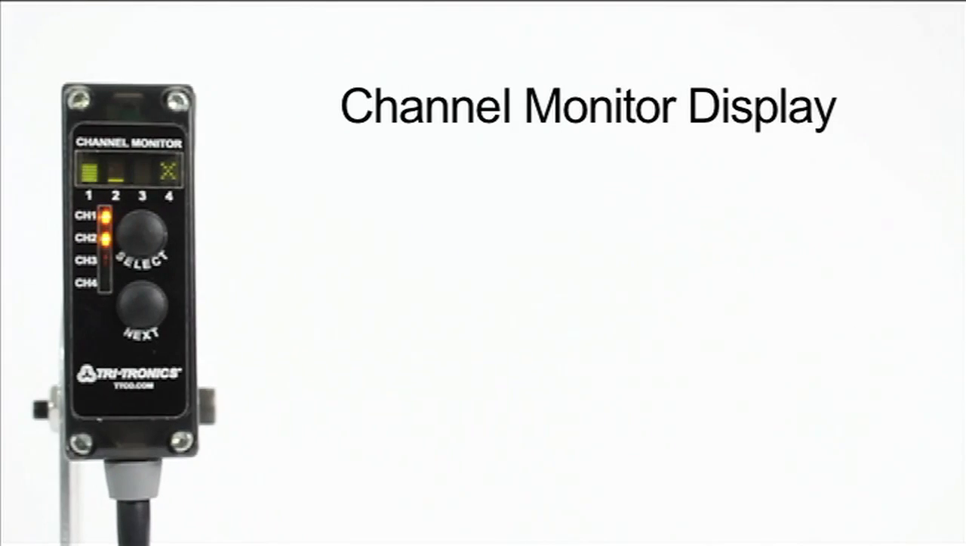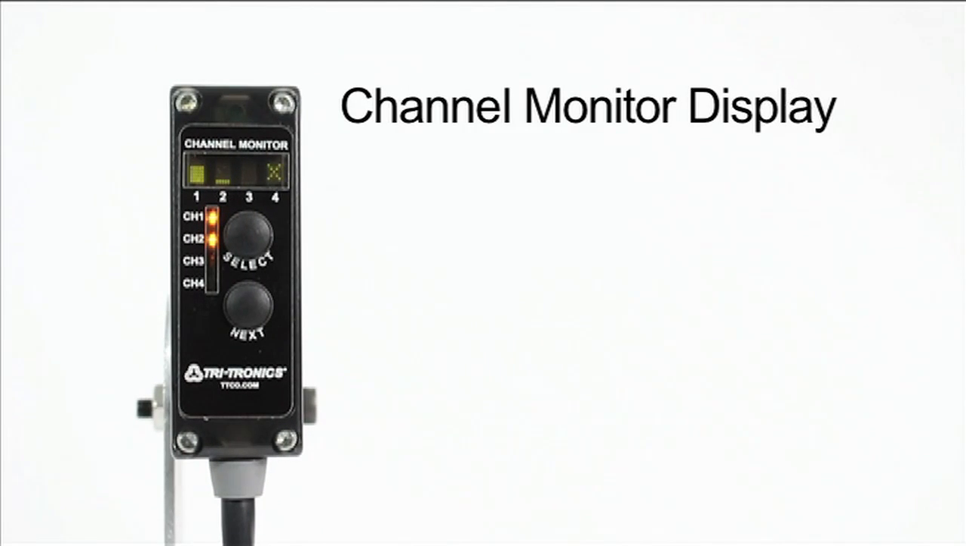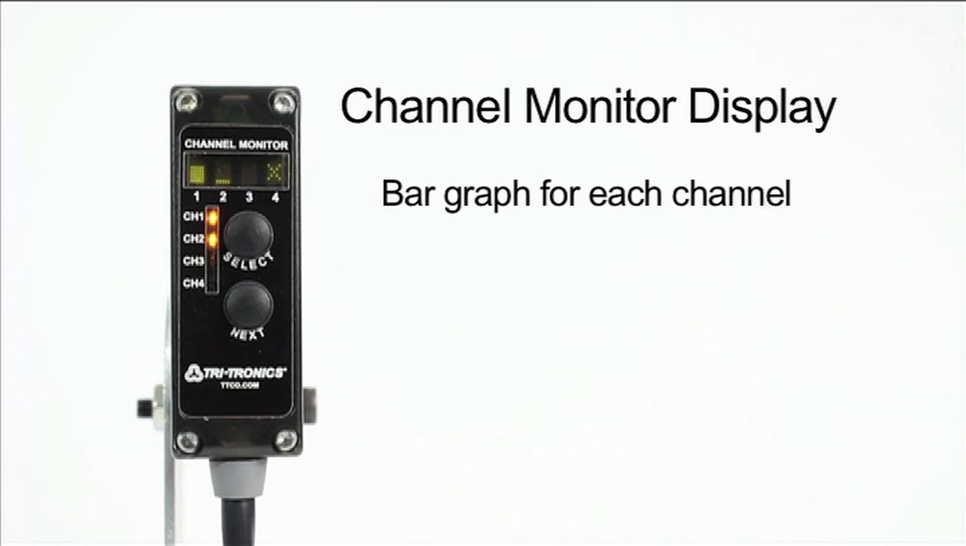Upon power up, the ColorWise will be in the channel monitor display. The channel monitor display is the display you will use most often. This display shows 4 bar graphs, one for each channel, that give an indication of the quality of the color match on each channel.